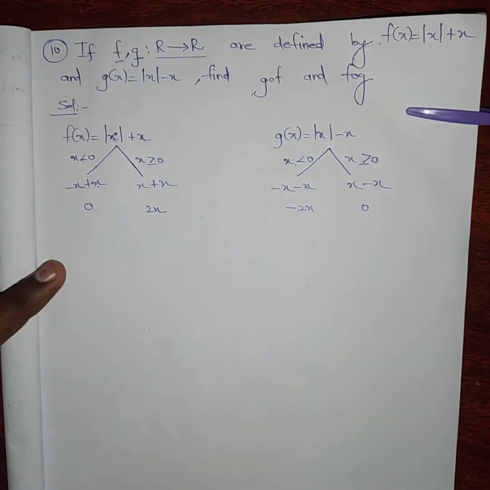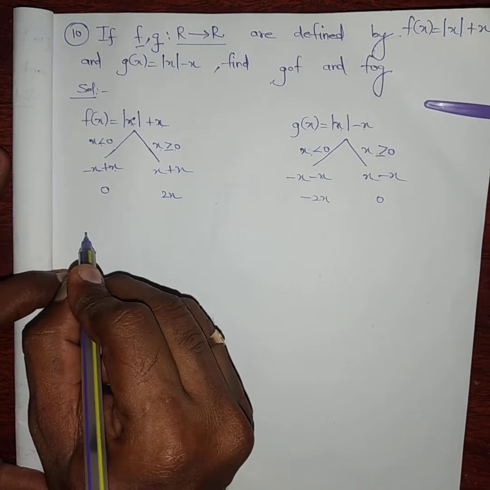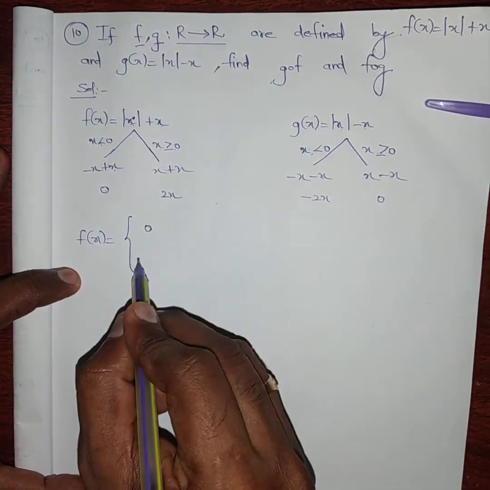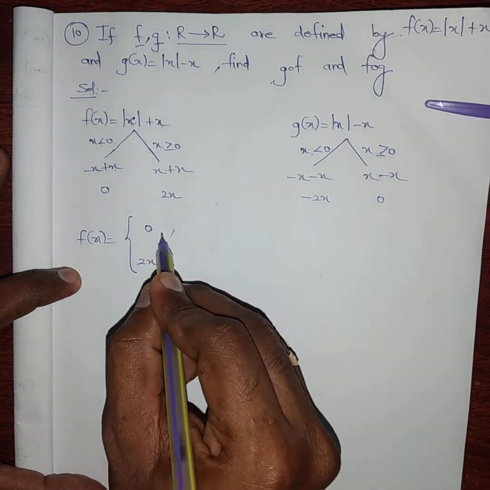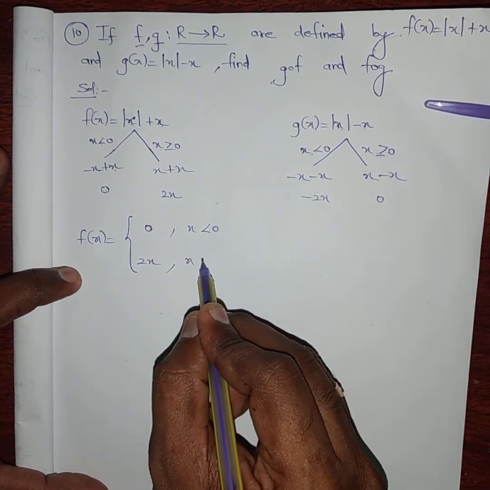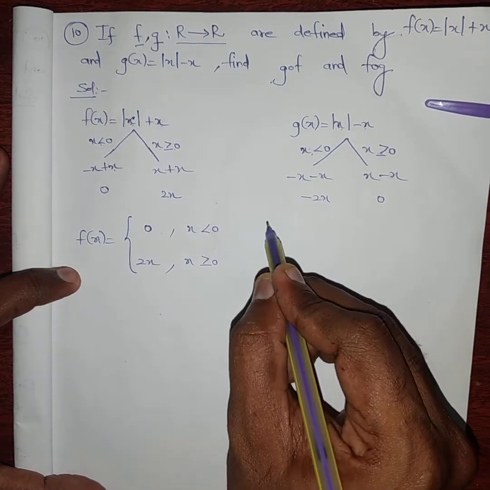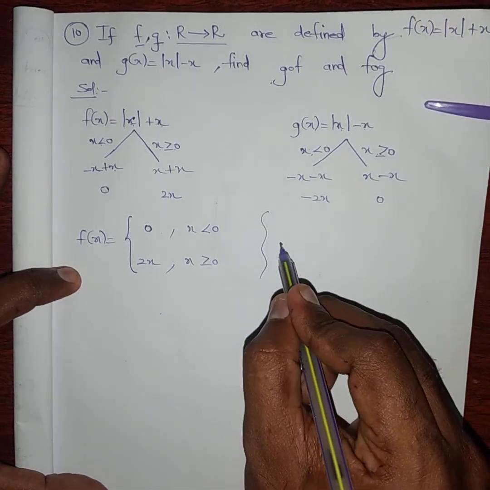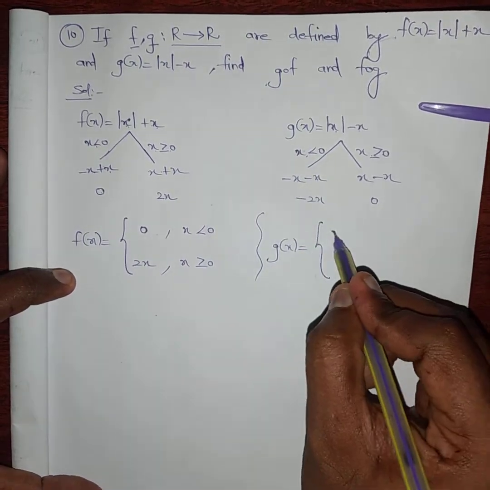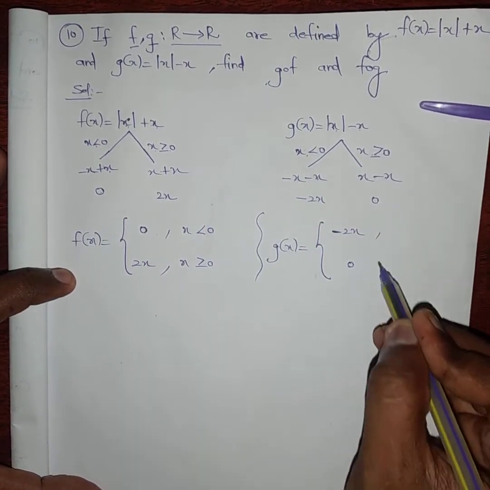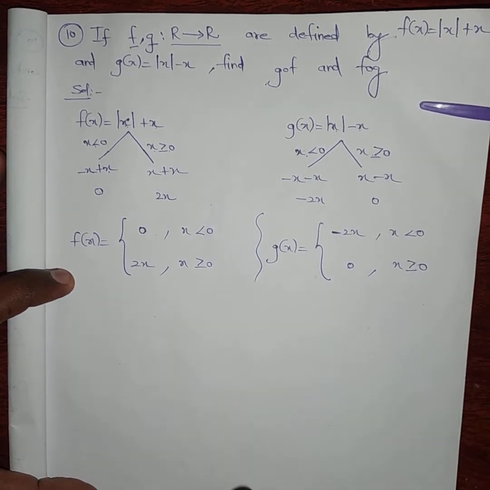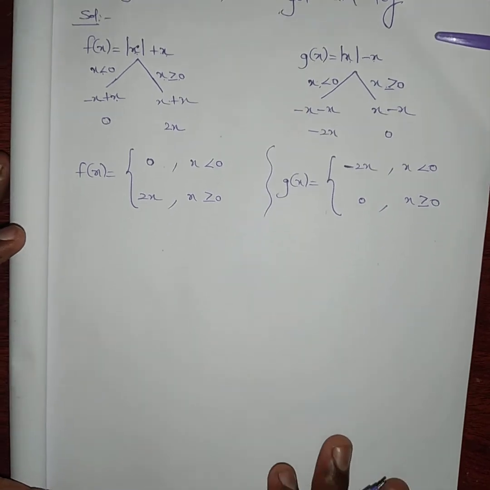So now we can write f of x. What is f of x? F of x is nothing but 0 and 2x. 0 is applicable when x is less than 0, and 2x is applicable when x is greater or equal to 0. Next, g of x is nothing but it has two values. The first value is minus 2x, applicable when x is less than 0, and the second value is 0, applicable when x is greater or equal to 0.